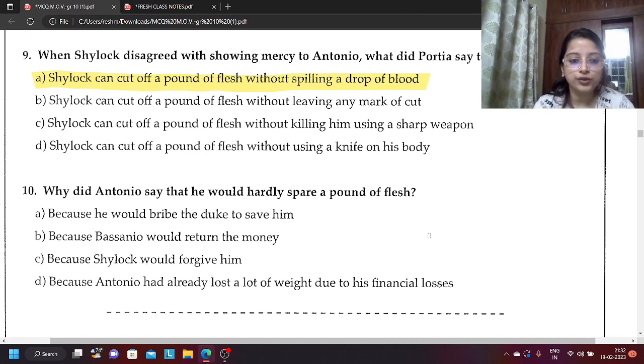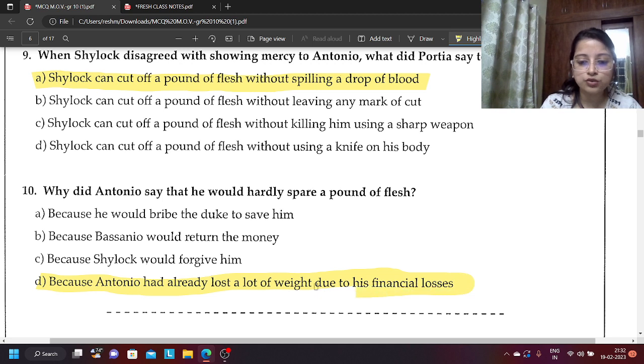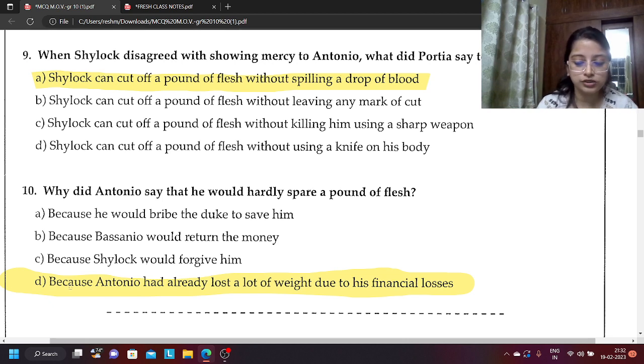Why did Antonio say that he would hardly spare a pound of flesh? Because he would bribe the Duke to save him, because Bassanio would return the money, because Shylock would forgive him, because Antonio had already lost a lot of weight due to his financial losses. Of course, option number D. He said, no, that I am becoming so pale, no, because of all my worries, that I anyway will not have enough weight to spare a pound of flesh for Shylock.